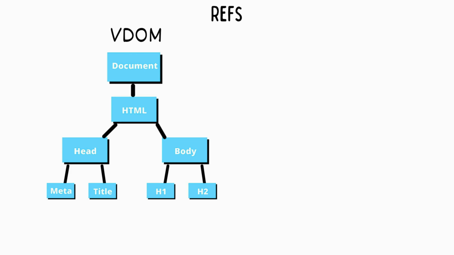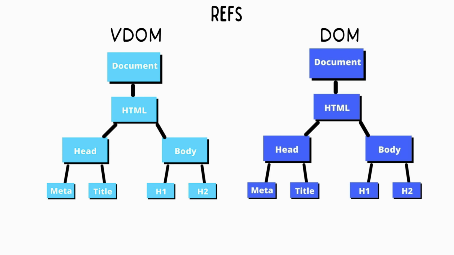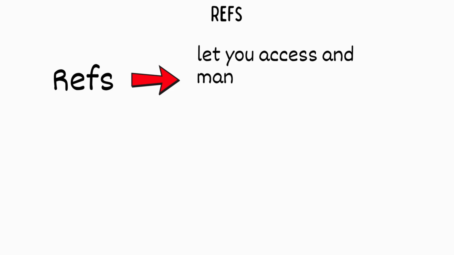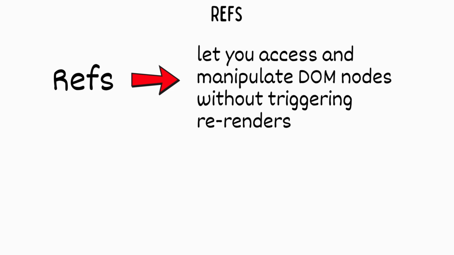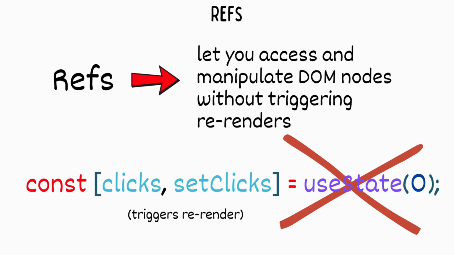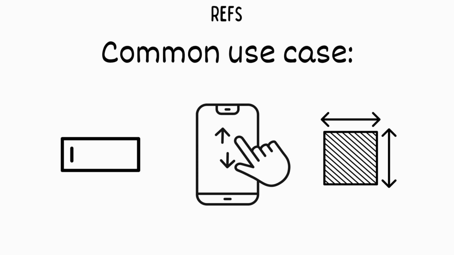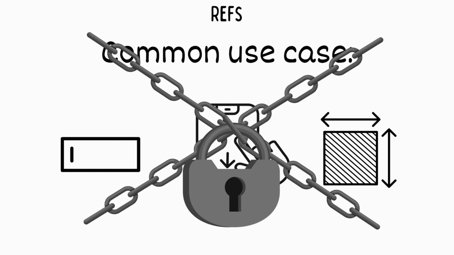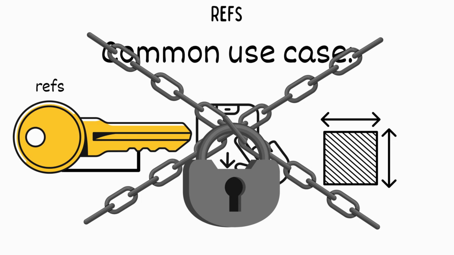Sometimes you want to step outside of React Virtual DOM and work directly with the real DOM elements. Refs let you access and manipulate DOM nodes without triggering re-renders, unlike state. A common use case is focusing an input field, scrolling to an element, or measuring its size. These are low-level operations that React doesn't manage for you, so refs are the escape hatch.